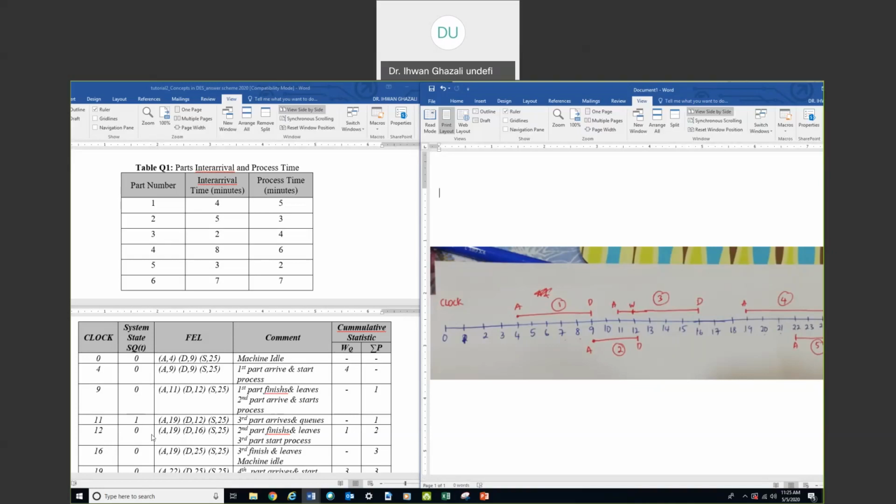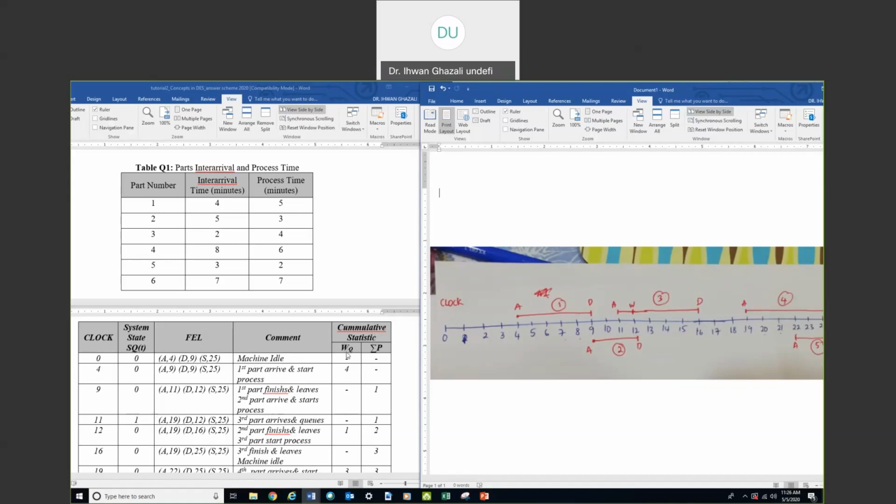Okay, now please follow me step by step, and if you have any question, please WhatsApp me later. Now we go to this first line. 00 clock. Clock is the present time. The process in the present time, and then the system state SQ here is the part waiting list. FEL is the future event list. And then the comment is the comment of this process, and then the cumulative statistic.